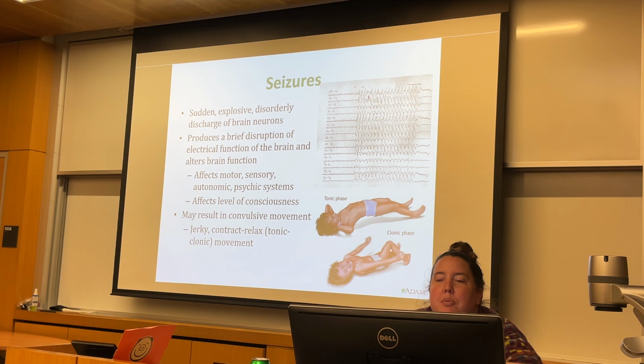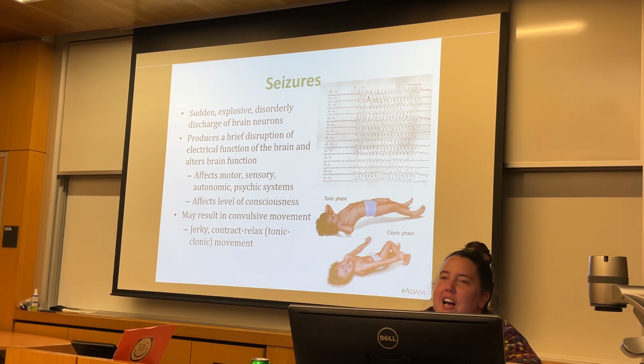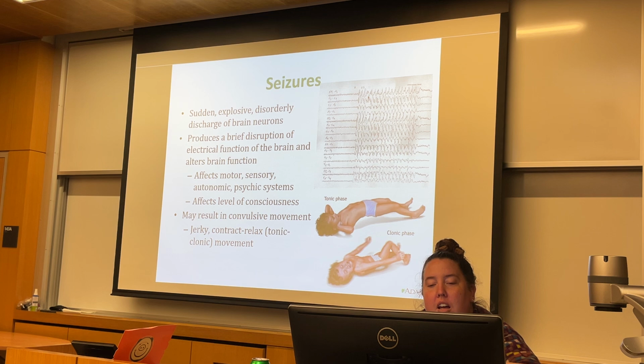So it produces a brief disruption of the normal electrical function of the brain, and alters the ability of the brain to function. It affects your motor, sensory, autonomic, and she wrote psychic systems. I think she meant psychosomatic. I don't know what she meant, but it does not affect your ability to tell the future. So you don't need to know that one. I don't know exactly what she was trying to say, but psychic is probably not it. It does affect someone's level of consciousness.